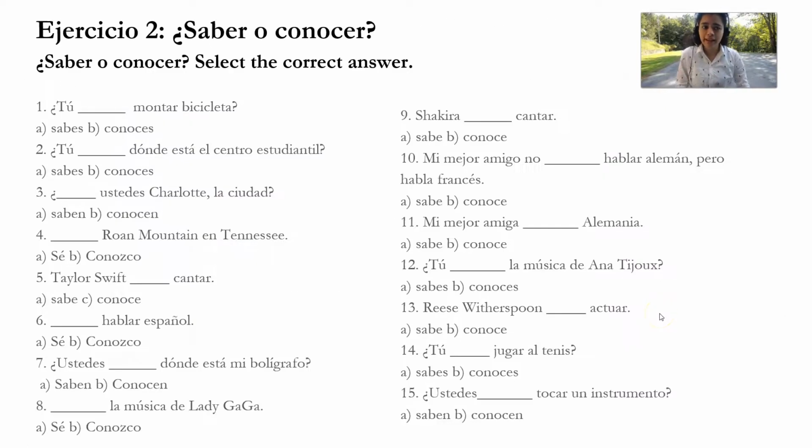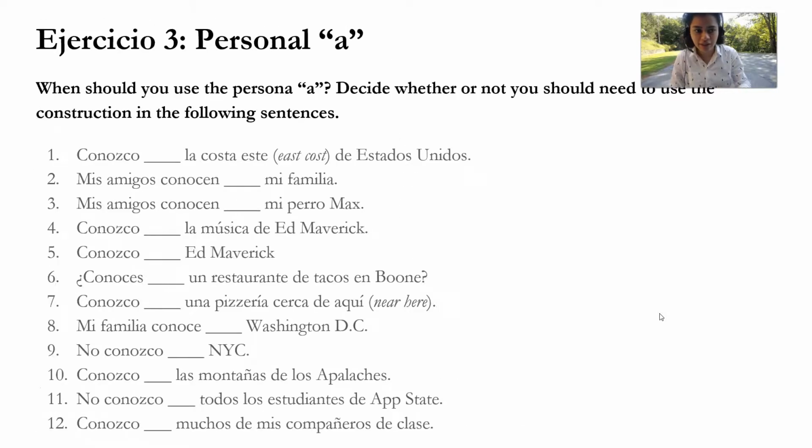So we're gonna do an exercise right now. Saber o conocer. You have to select the correct answer between saber or conocer. Remember, saber is used to talk about knowledge, a piece of information that you know, that you have learned. Also to talk about skills or things that you have learned how to do. And then conocer is used to talk about being acquainted with a person, a thing, an animal, or a place. Here you can check your answers.